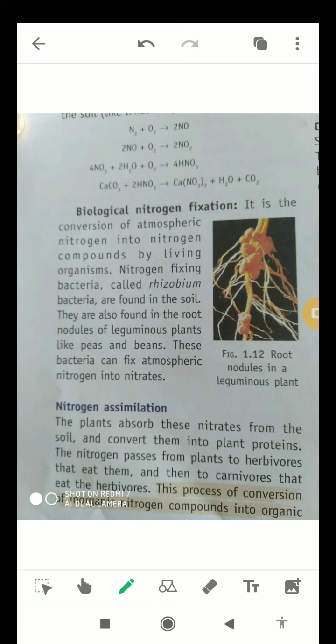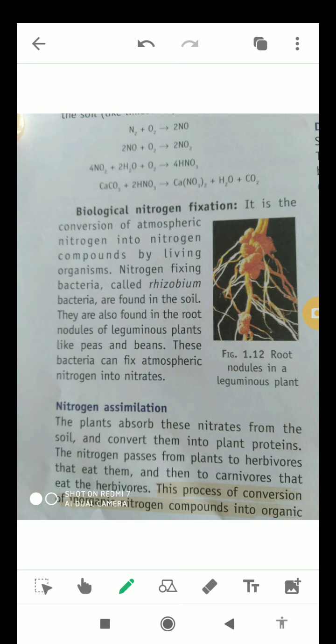So the leguminous plants are the plants in which the rhizobium bacteria are found, and these bacteria have the ability to fix atmospheric nitrogen into nitrates. As you can see in this diagram, these are the root nodules of the leguminous plants in which the bacteria rhizobium is present. Okay, students?